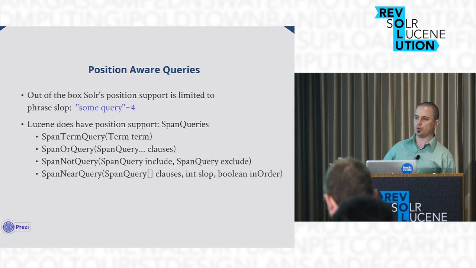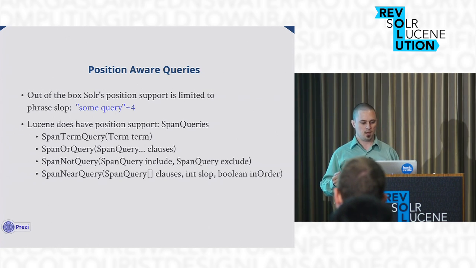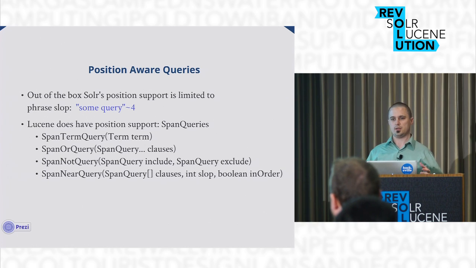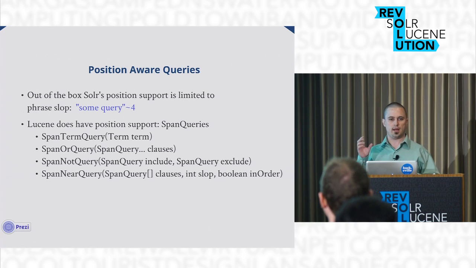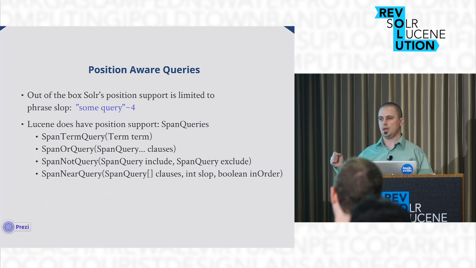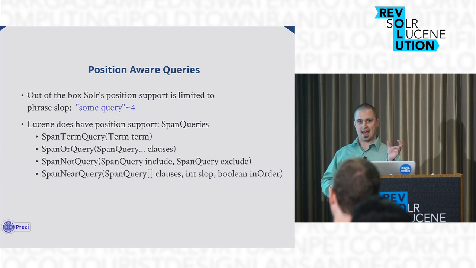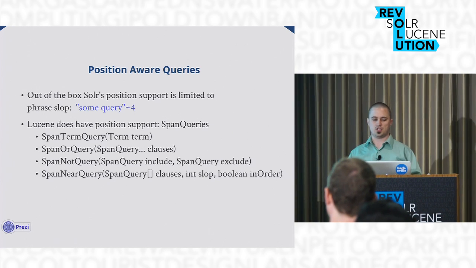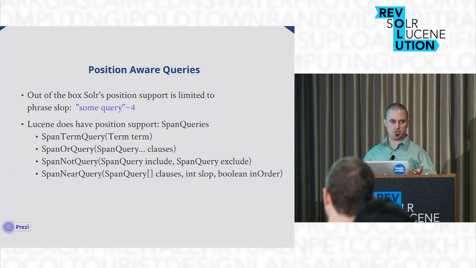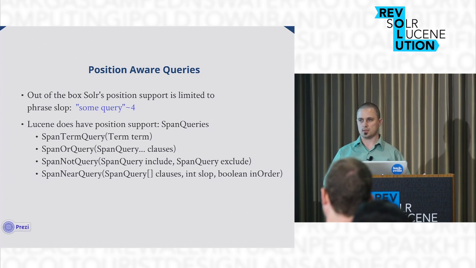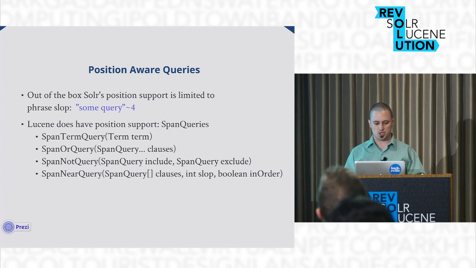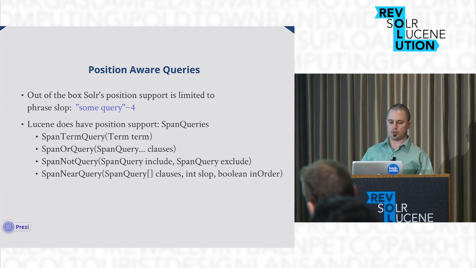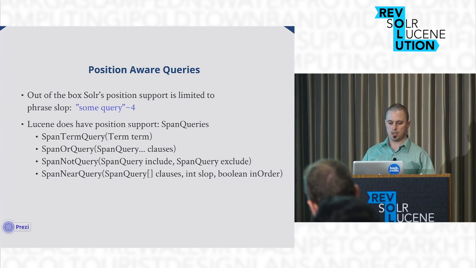These are the most important ones from our perspective. SpanTermQuery is basically a wrapper query that you wrap terms with, and that's kind of where you get started. That's the atom upon which everything is built. SpanOr and SpanNot work as you'd probably expect by looking at the arguments there. No surprises. SpanNear is the only one that's really worth talking about for a little bit.